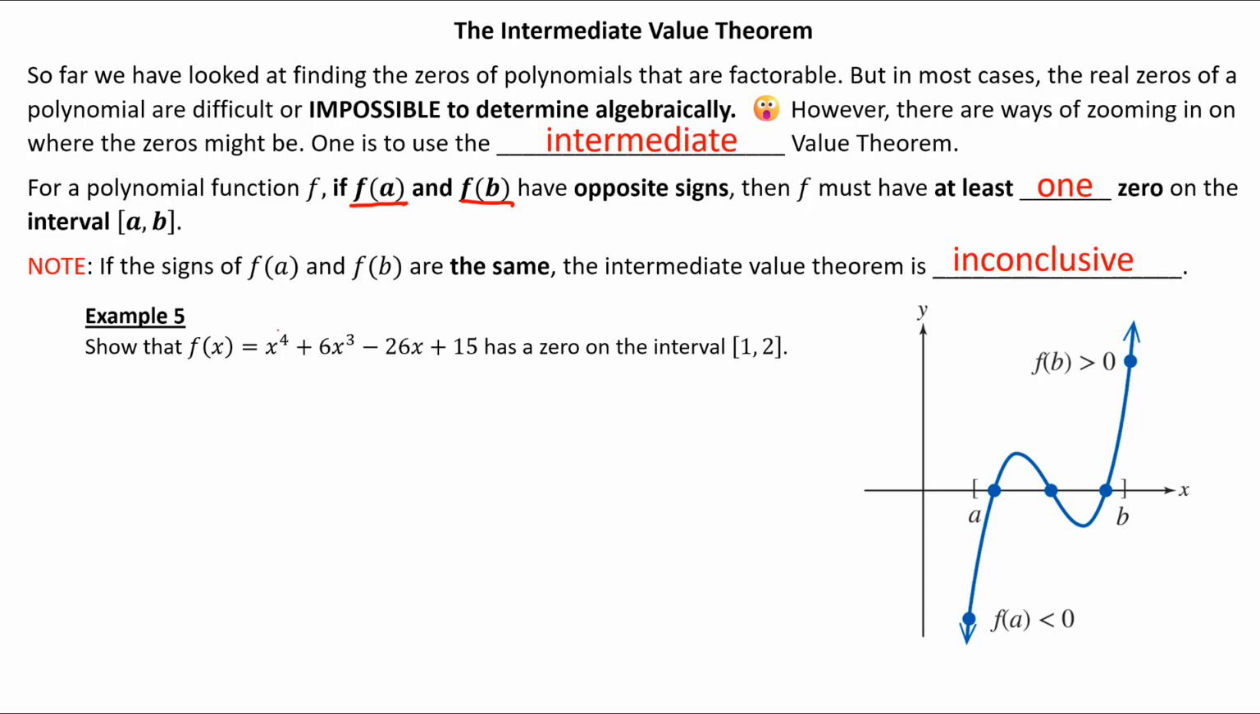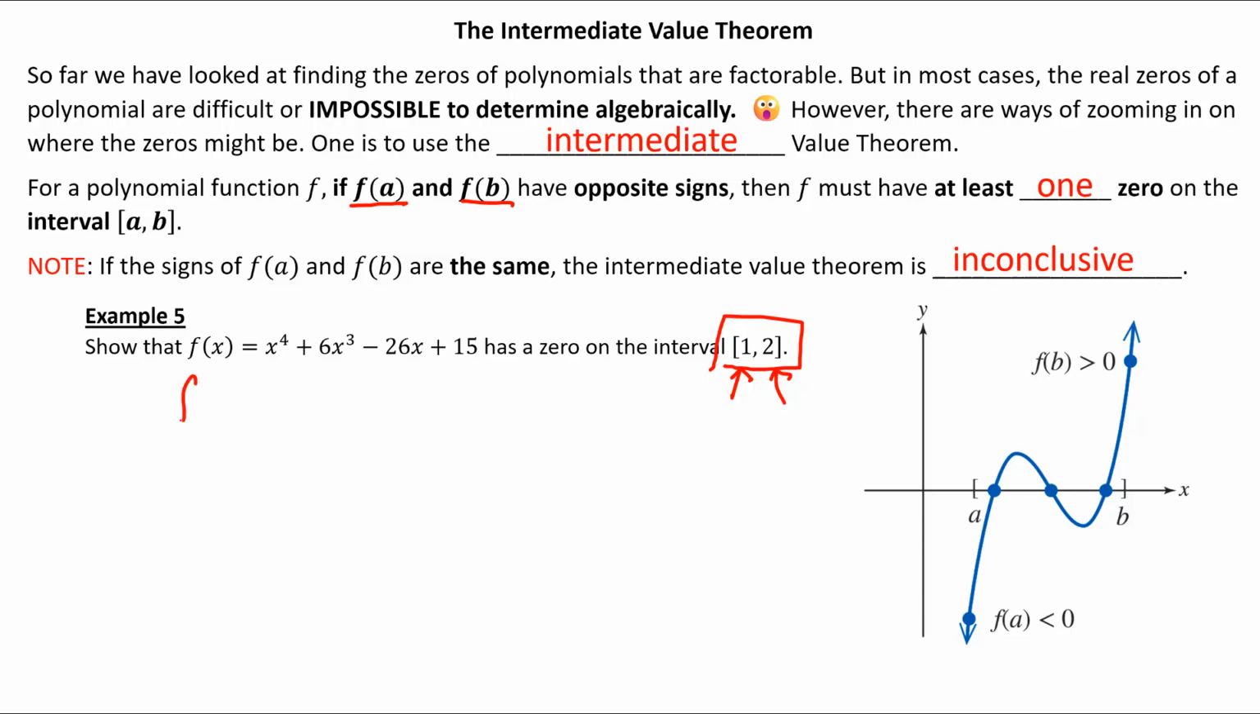I have this function f of x equals x to the fourth plus 6x cubed minus 26x plus 15. And I want to know, does it have a zero? In other words, does it cross the x-axis between x equals 1 and x equals 2? Does this function have an x-intercept there? The only way to find out is to use the intermediate value theorem. We're going to do that by checking the value of the function at 1 and at 2. If they are opposite signs, I know there's an x-intercept there. It crossed the x-axis somewhere in that interval.